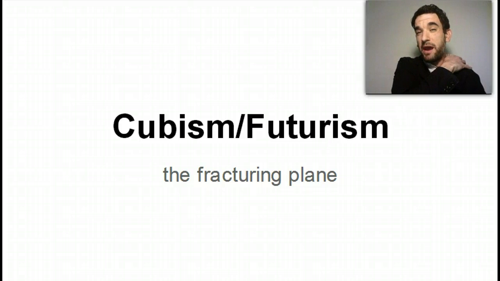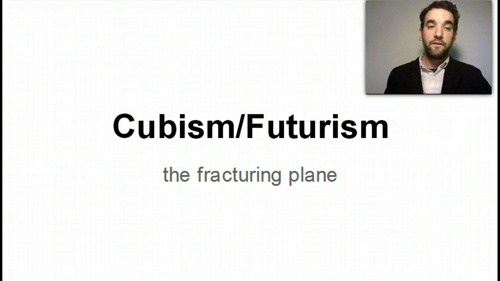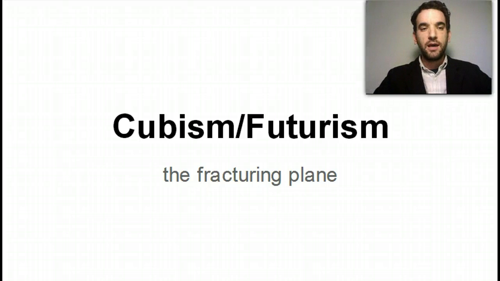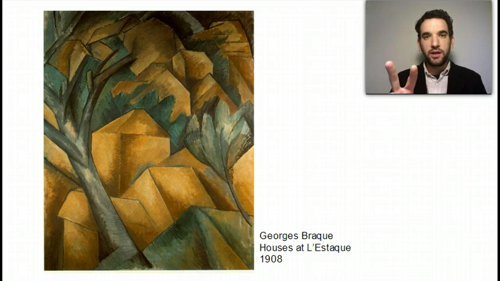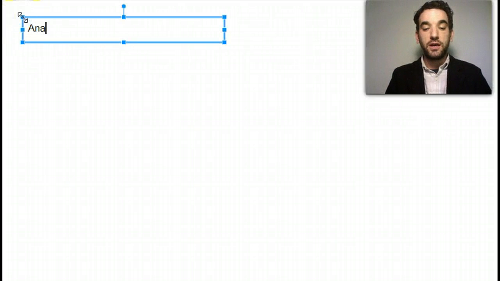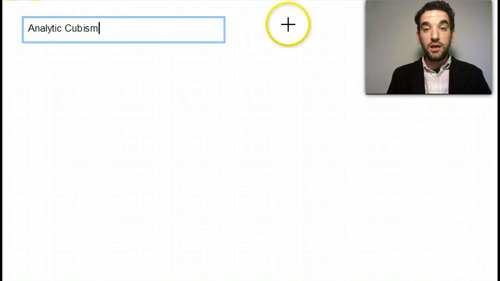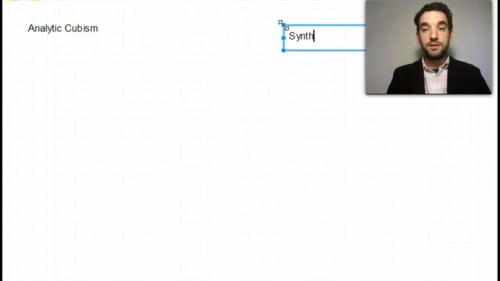The Cubists were living in Paris. The Futurists were living in Italy. So, to get the ball rolling, we're going to look at the other Cubist. Cubism is divided into two different periods. One of those periods is called Analytic Cubism. The other one is called Synthetic Cubism.